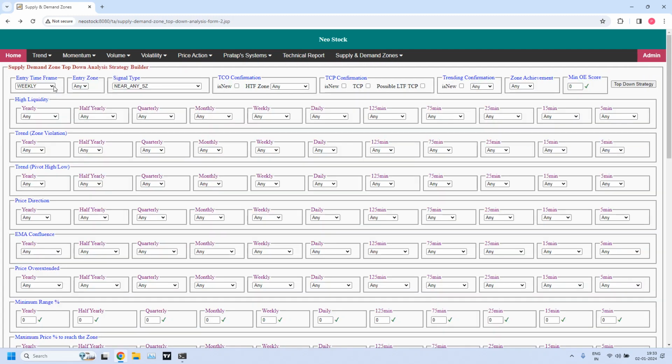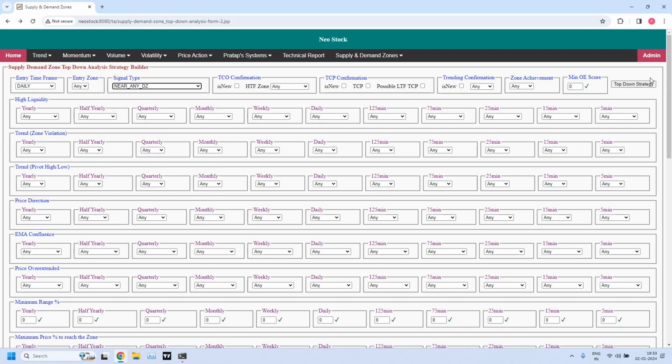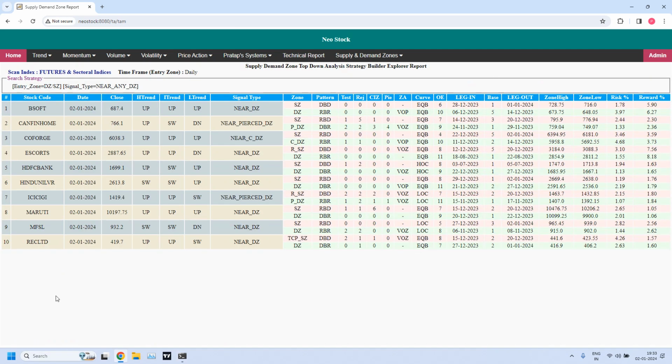Let's go back. Next, let us change the time frame to daily. Entry time frame daily. Let us find the stocks near daily demand zone. 10 stocks are identified. Let us check any high liquidity zones are there.